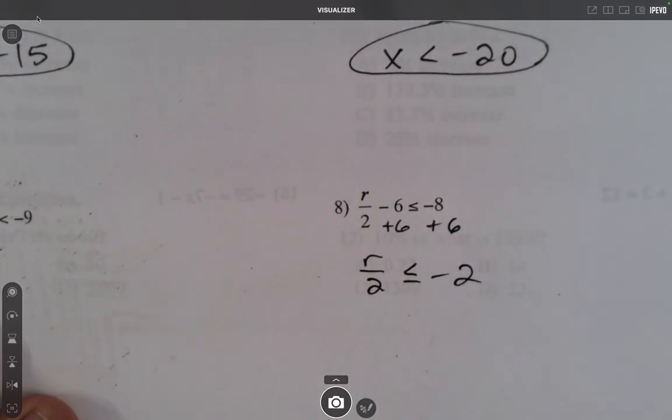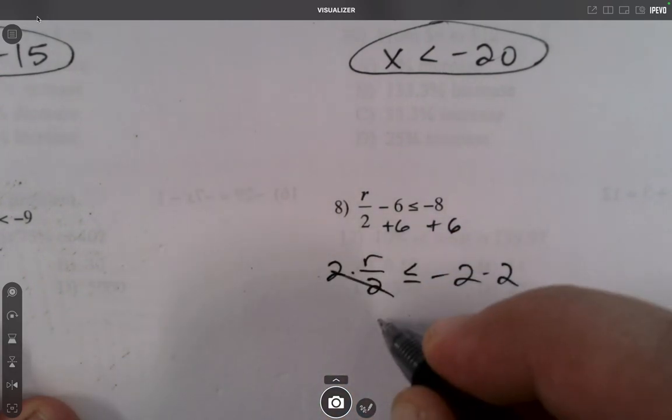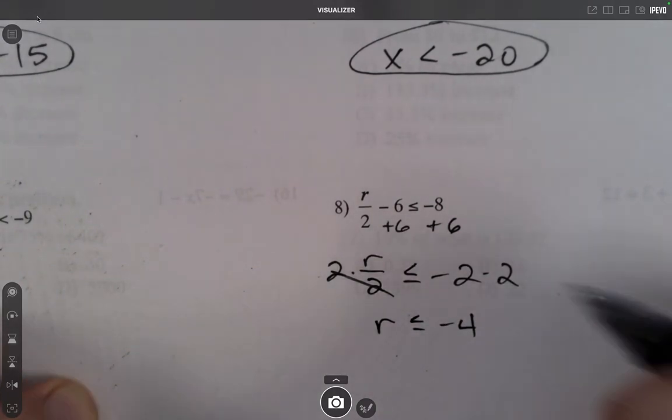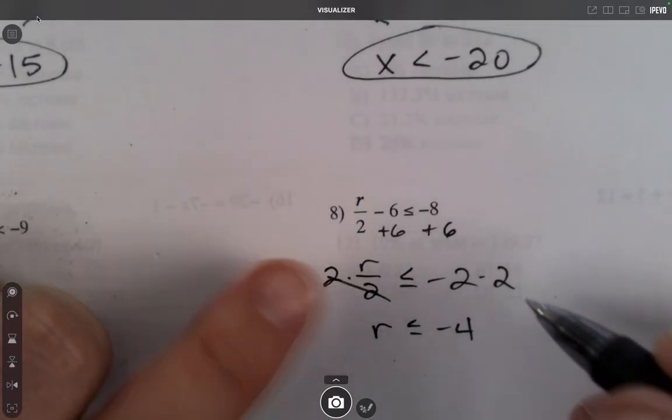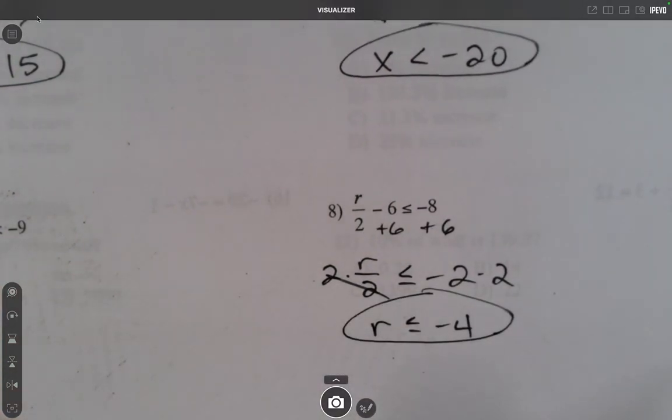R is being divided by 2, so I can get rid of that by multiplying both sides by 2. -2 times 2 is -4, and because the number I'm multiplying both sides by is a +2, I don't have to change the inequality sign's direction.